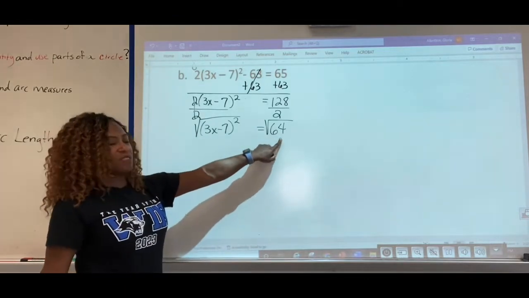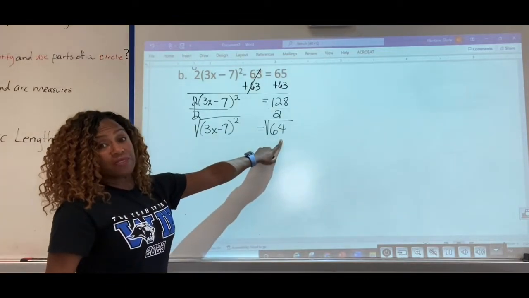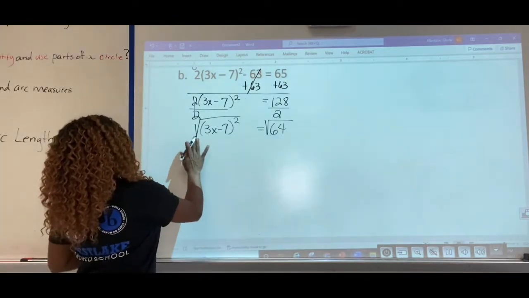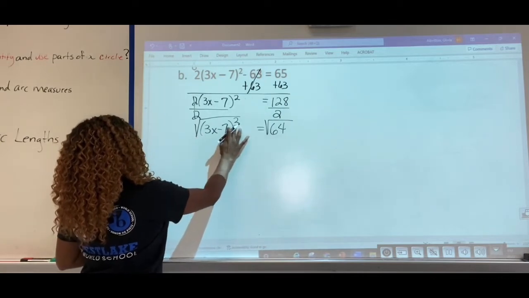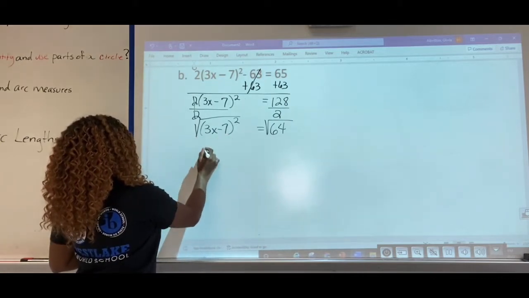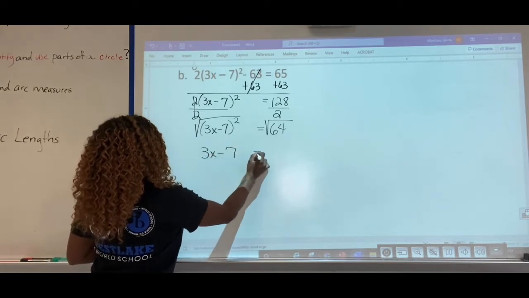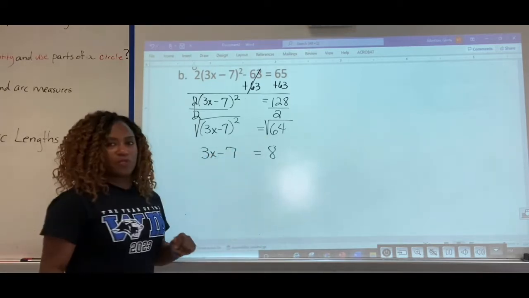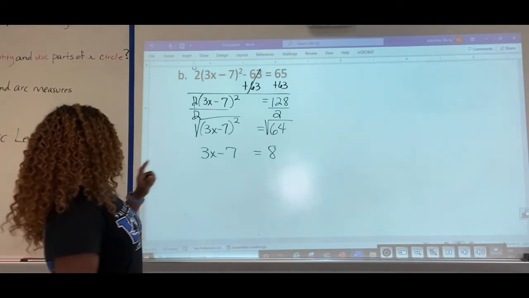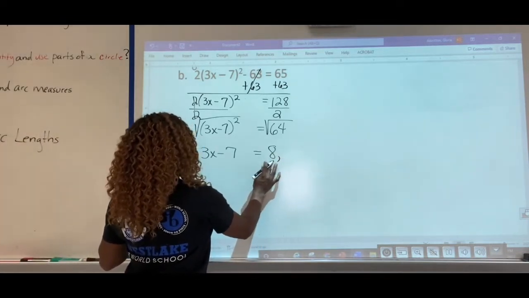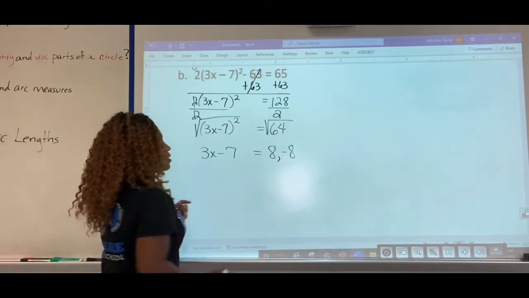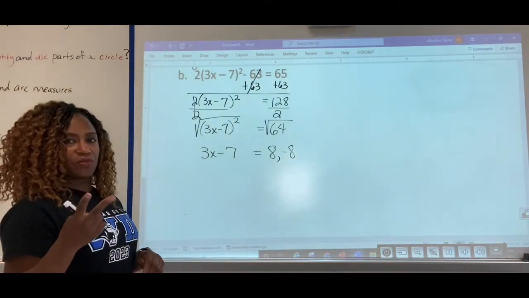Good news. That's going to be a perfect square. Well, that is a perfect square. So the square root of anything squared is just that radicand itself. I've got 3x minus 7 equals 8, because the square root of 64 is 8. So now, don't forget, not only is it 8, but it's negative 8. This is how we're going to get our 2 answers.